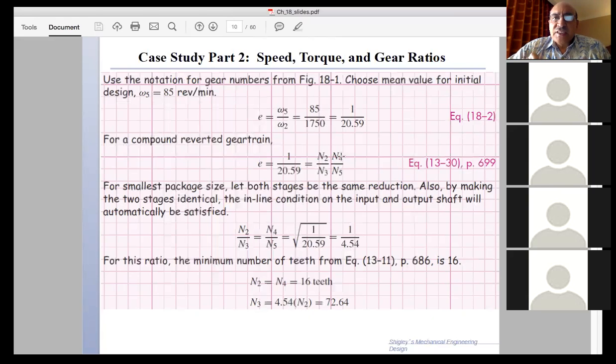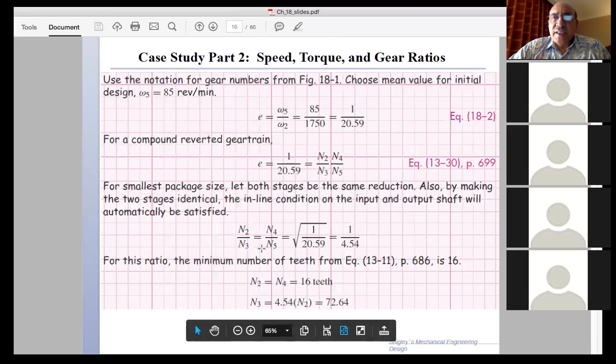Now, for the selection of the number of teeth, that's the first step. We are limited by some minimum, otherwise there will be overlap between the teeth when they make contact. So for the minimum, we have an equation, 13-11, and the minimum based on this equation is 16. So in this case, we cannot go below 16 teeth.